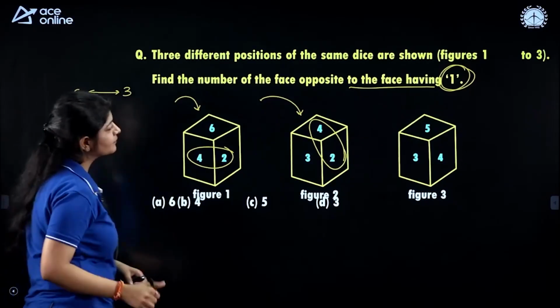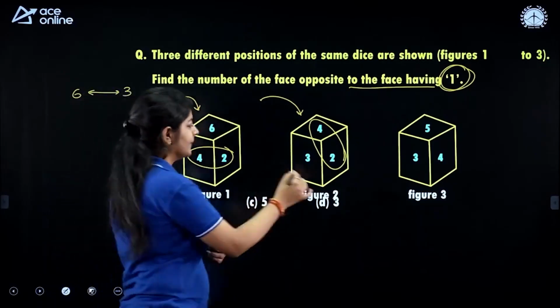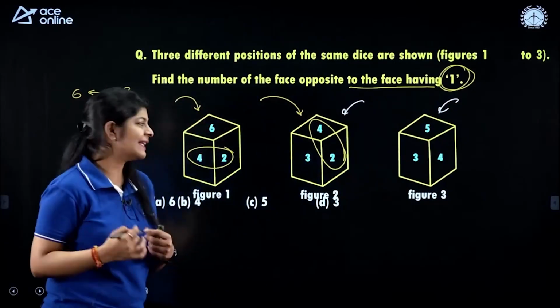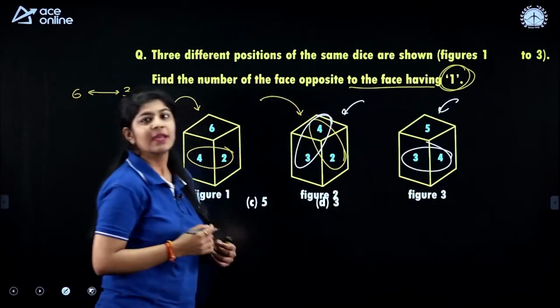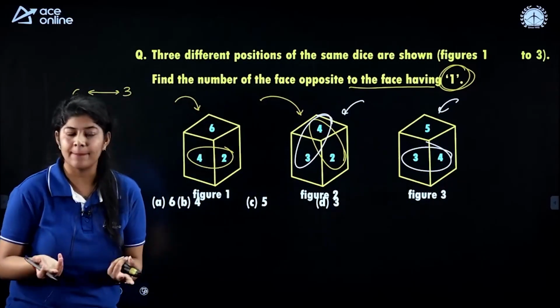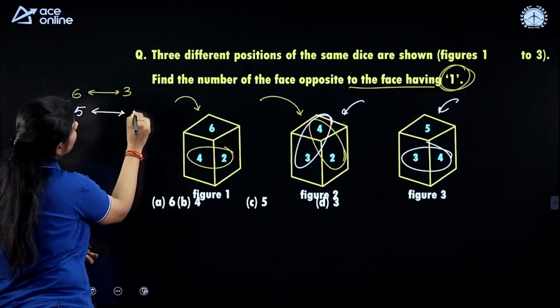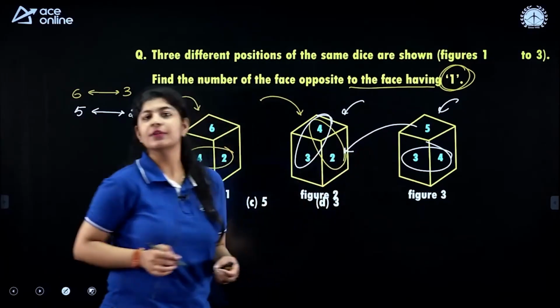Next one. If I talk about figure number 2 and figure number 3, here I can easily see that 4-3 and 4-3 are common. That means the rest faces are opposite pairs. That means we can say that 5 is opposite to what? Opposite to 2. 5 is the opposite pair of 2, right?